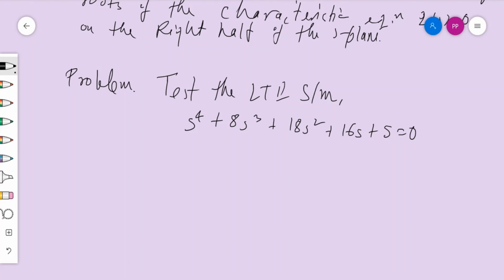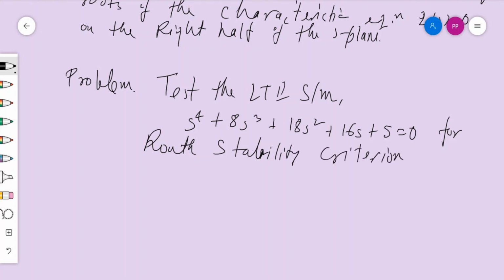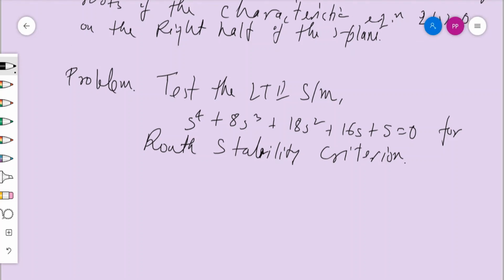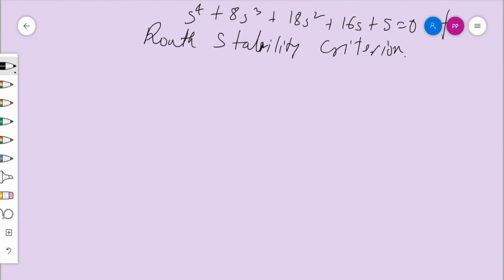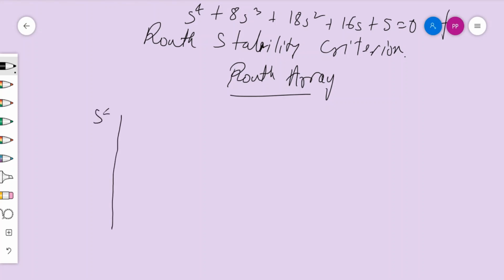So we should draw the Routh array first. It should be written in the question as for Routh stability criterion. So for that, let us draw the Routh array first, because we have seen that no coefficients are missing, all the coefficients are of the same sign, so we can readily go for the Routh array. So let us draw the Routh array like this. We are starting from s power 4, then s power 3, then s square, then s power 1, s power 0.